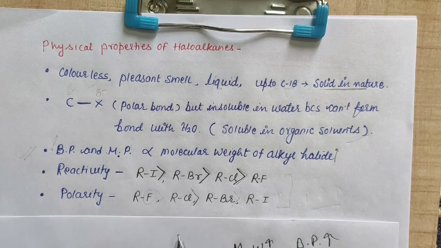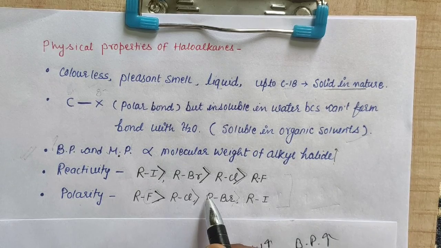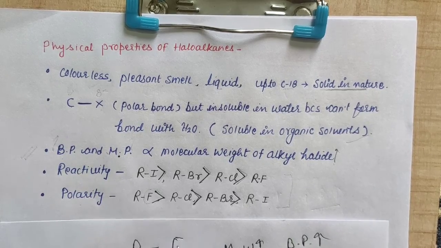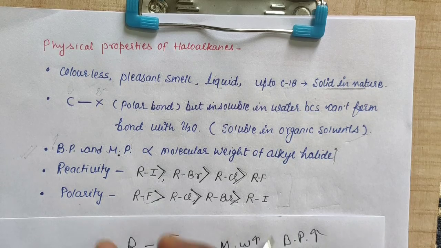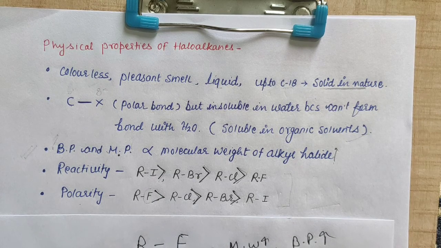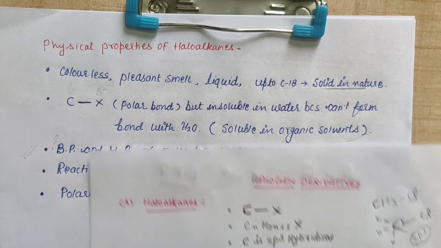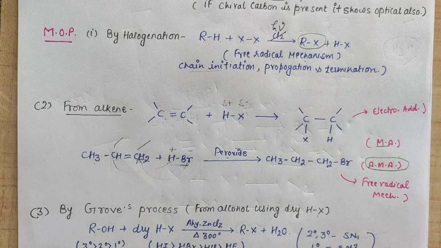And similarly the polarity, as you can easily understand: RF, fluoride, has greater polarity than chloride, then bromide, and then iodide. As you all know, fluorine is the most electronegative element in the periodic table, due to which it produces greater polarity in this bond. So by this we can understand the physical properties of haloalkanes. These are some physical properties as well as some important basics of haloalkane and the methods of preparation. I hope you have noted down all these points, and also make notes from your NCERT book.